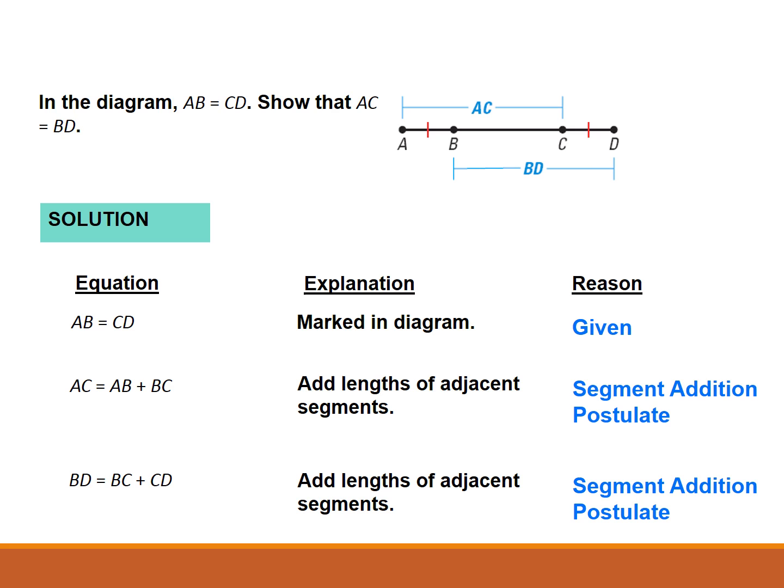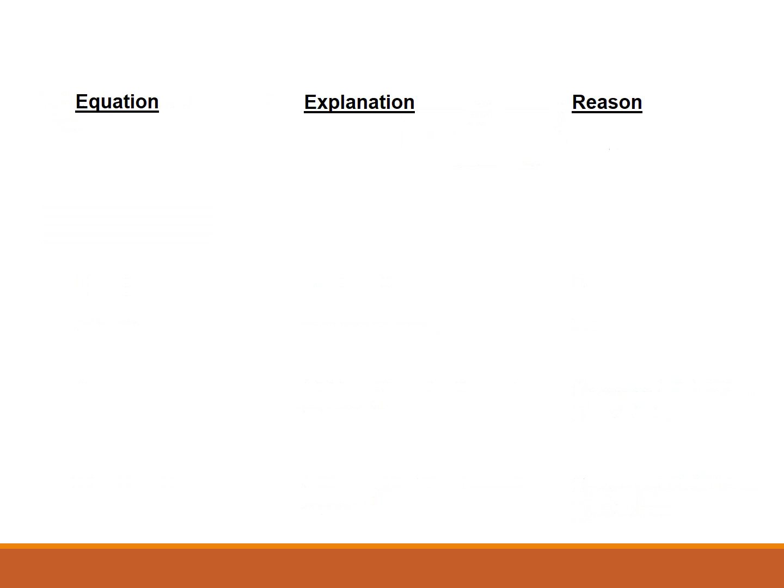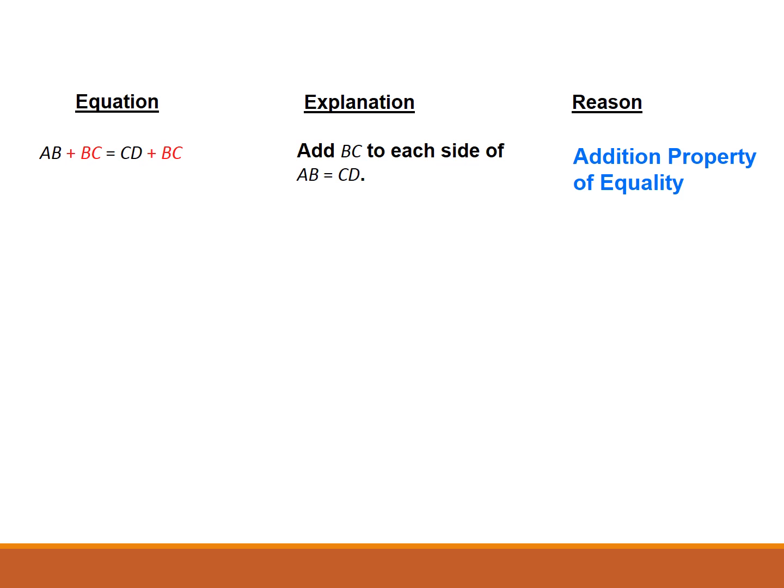Okay, I'm going to have to scroll to the next screen. So now remember, AB is equal to CD. AB is in that statement. AC equals AB plus BC. Notice the second one. CD is also located in that one. And remember, we're trying to get AC equal to BD. Very important. So now we're going to add BC to each side of the AB equals CD. Remember, AB equals CD was our original. So what is that when you add something to both sides? Addition property.